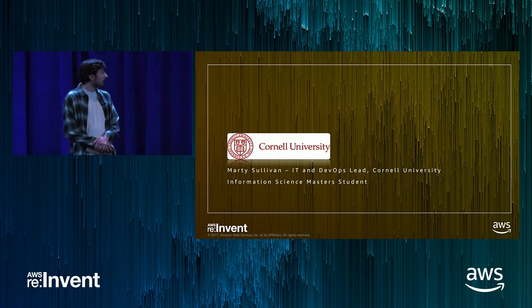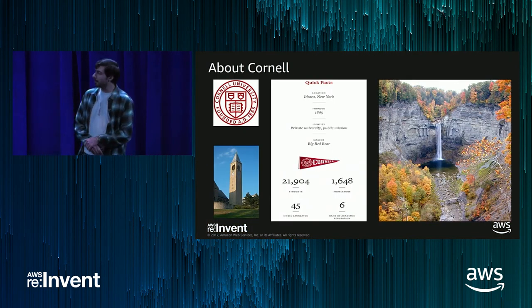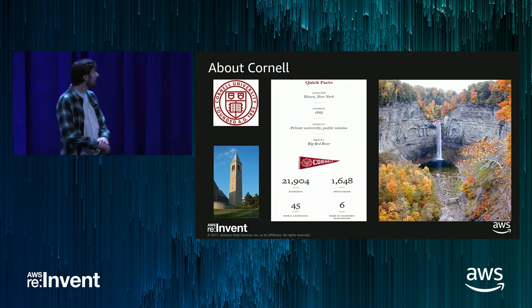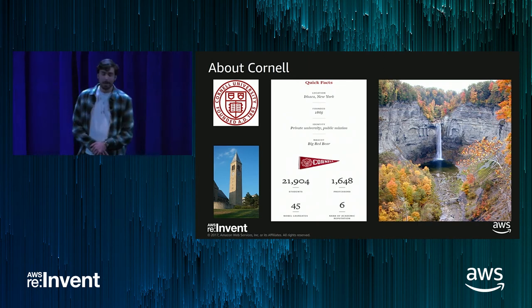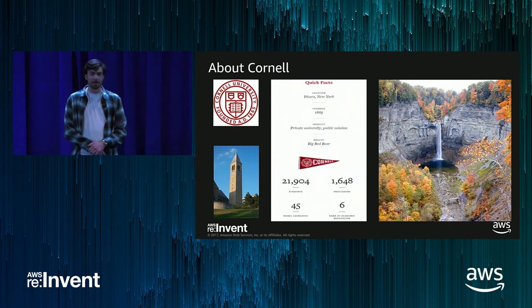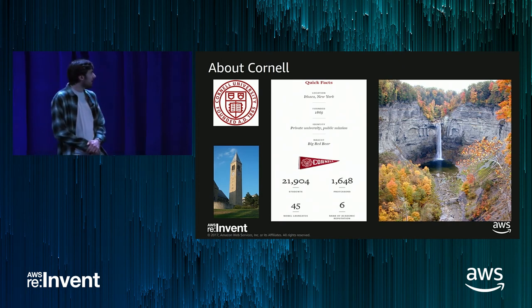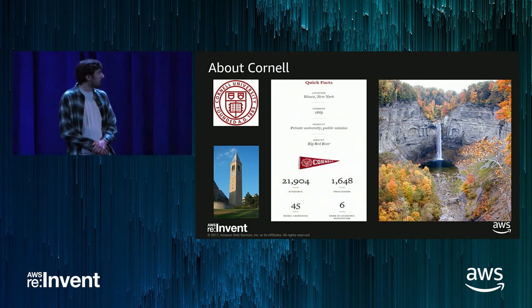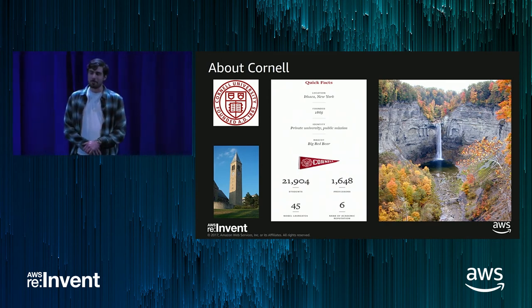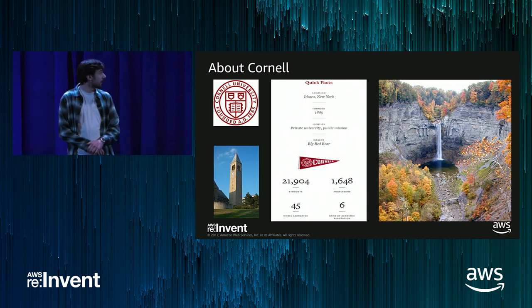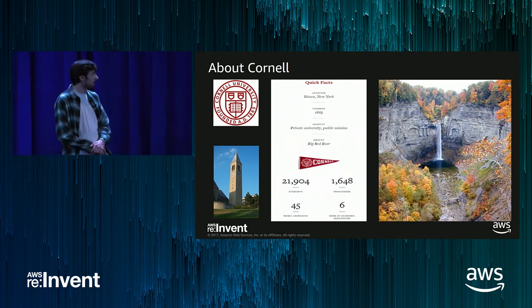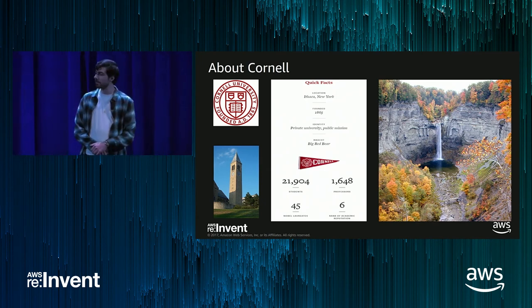So just to give you a little background about Cornell, we are an Ivy League institution located in beautiful Ithaca, New York. I actually grew up in Ithaca, Ithaca High School class of 2007, so it's very near and dear to me. We have a lot of students, over 21,000, both undergrad and graduate students, and a lot of faculty too, just on our Ithaca campus.